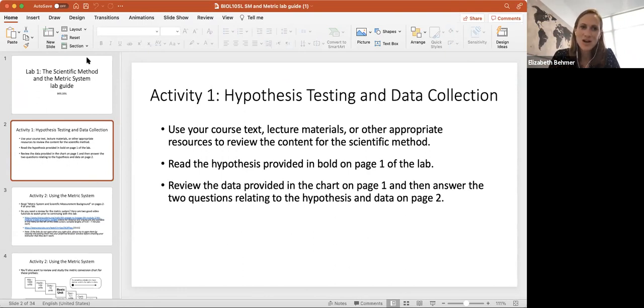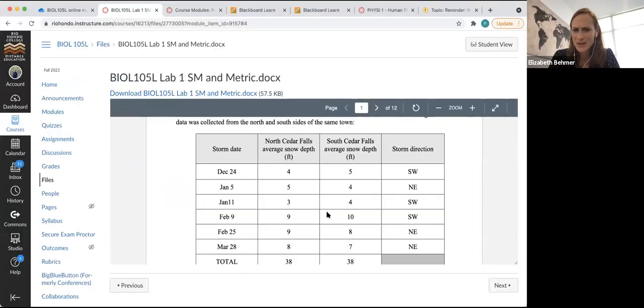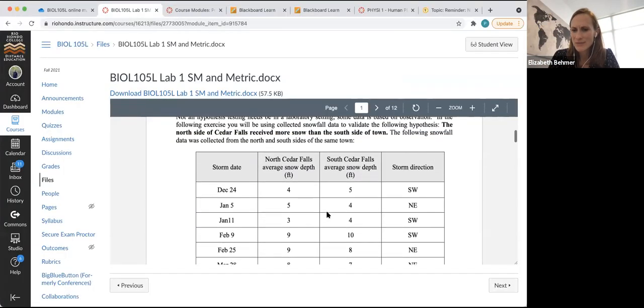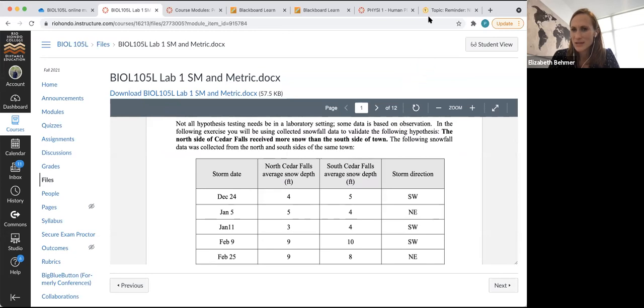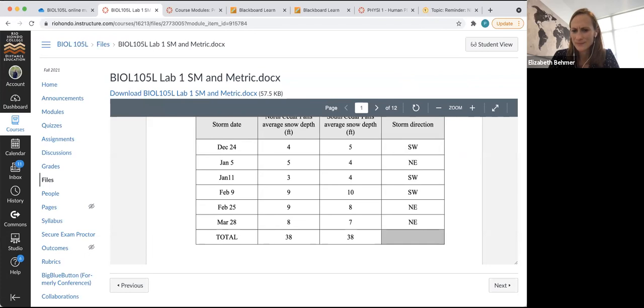And yes, you guys are all great. This hypothesis is false, but why? Why did you all say false? The north side of Cedar Falls did not receive more snow than the south side. Why do you say that?